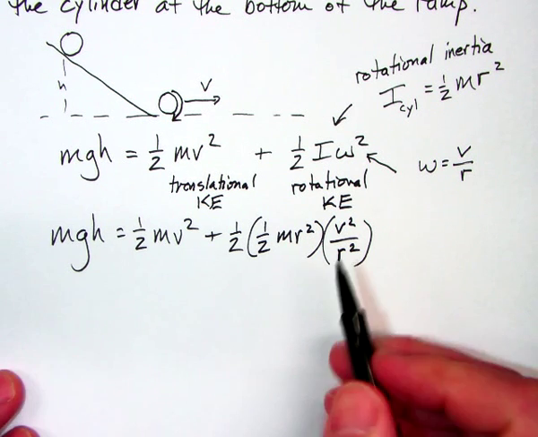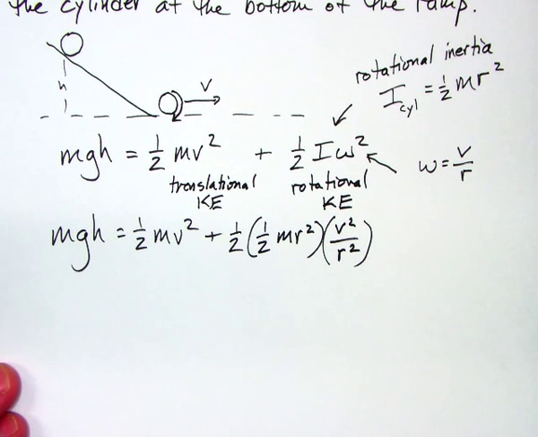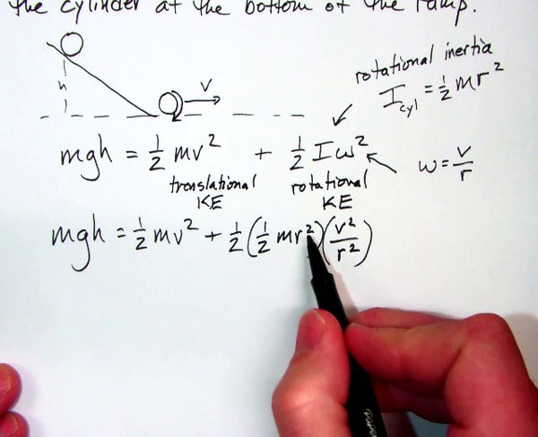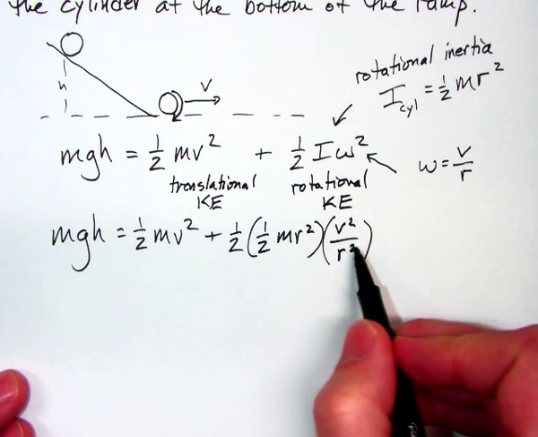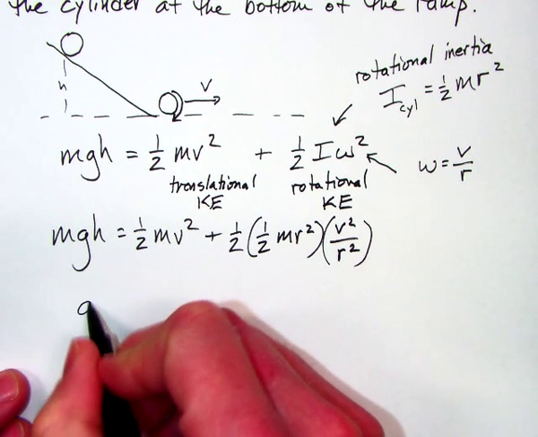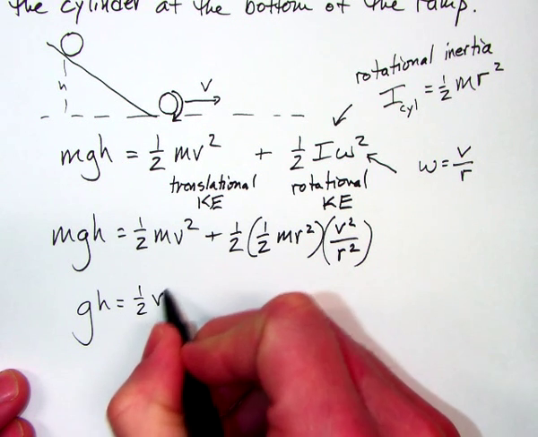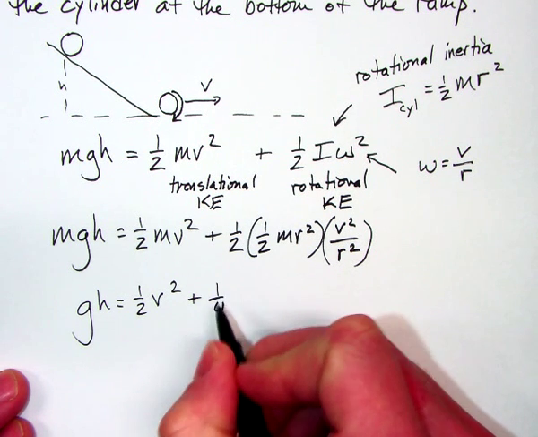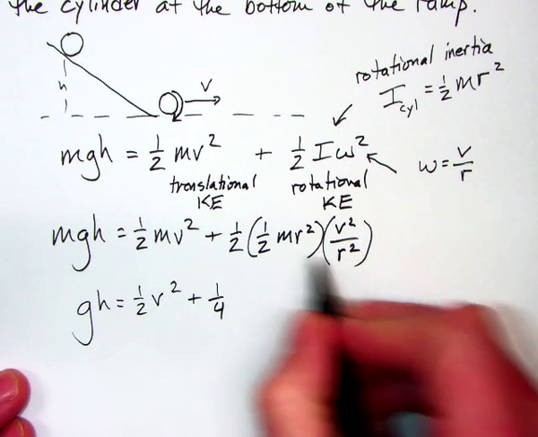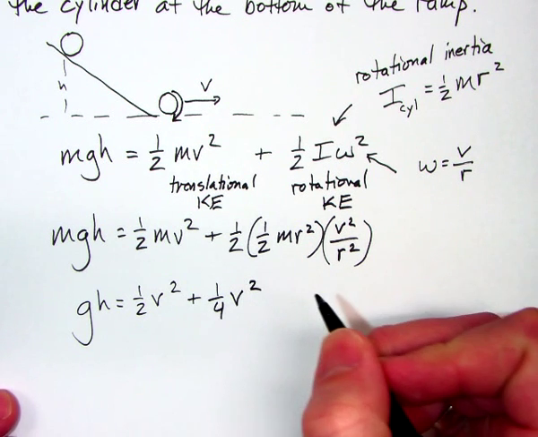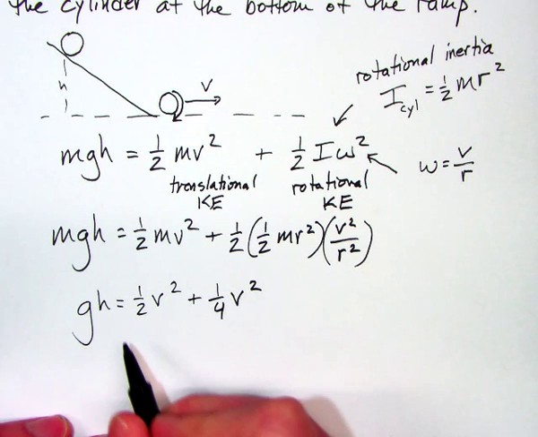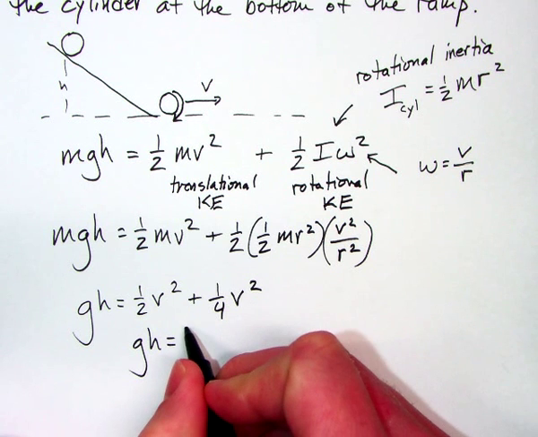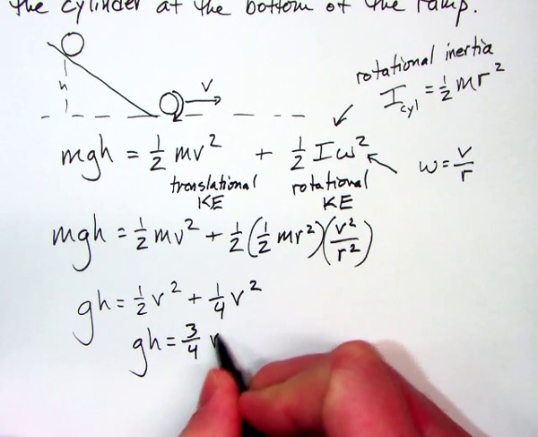Now this is great. You can see that a lot of variables will drop out. I can divide out a mass from every term, and I see that there's a radius squared up here in the numerator and a radius squared down here in the denominator. So let me write that. I have 1/2 of a half, so it's going to be 1/4, and the r squared's canceled, the m's gone, so I simply have 1/4 v squared. Look at that, that's great. I can easily find this velocity now, because gh equals, find a common denominator, 3/4 v squared.